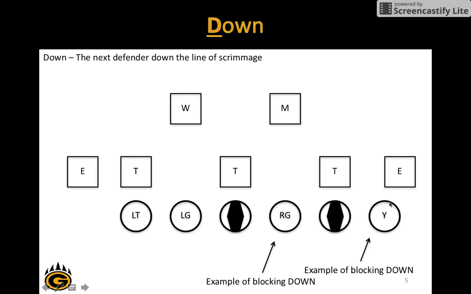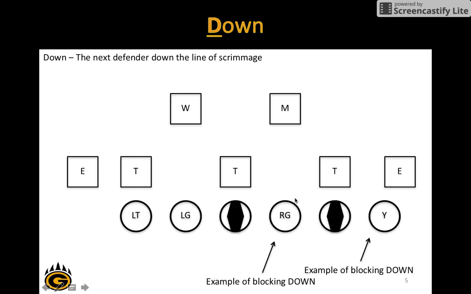So we're going to focus on the right guard and the Y to work on the down blocking. So the right guard has no one in his gap. There's no one on his inside shoulder. There's no one inside the gap, and there's no one on the next man over's shoulder. Okay, so let's go to the next position, on. There's no one on top of him, and there's no one outside shoulder.